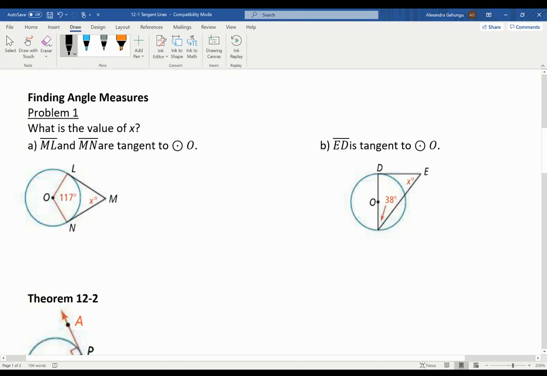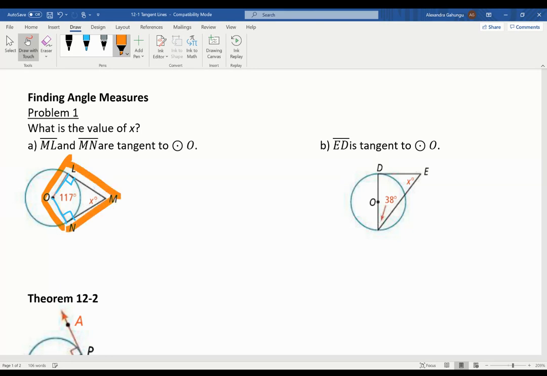If I look at our first example to find the value of x, ML and MN are tangents. So that means ML and the radius that goes through that are perpendicular. MN is a tangent, so the radius that intersects is also 90. In the figure I'm actually working inside of, if we notice, it's got four sides. It's a quadrilateral, and the sum of the angles in a quadrilateral is 360.